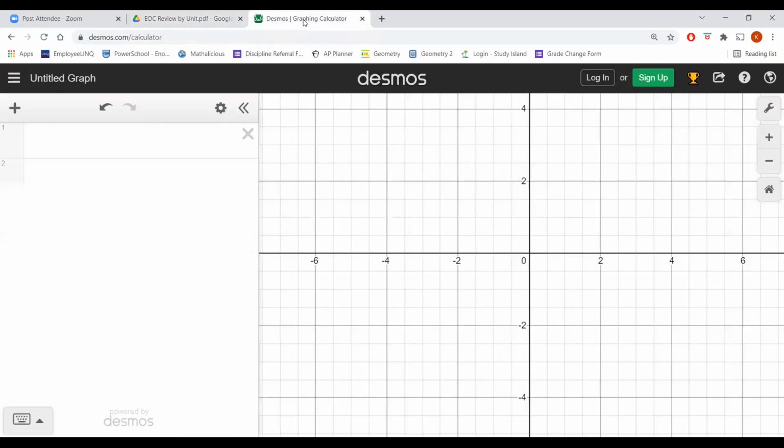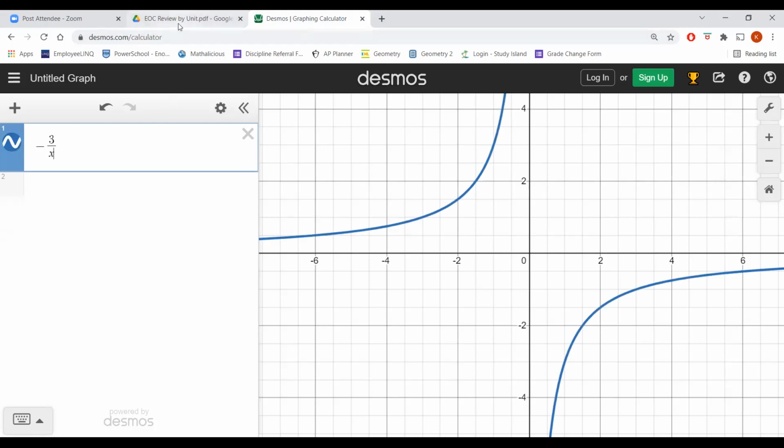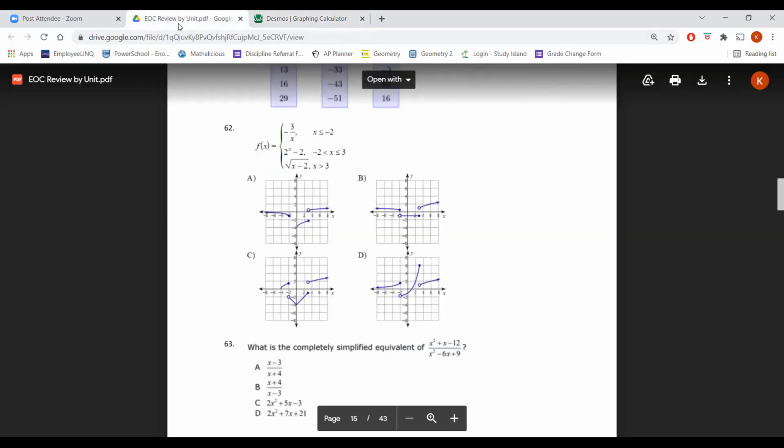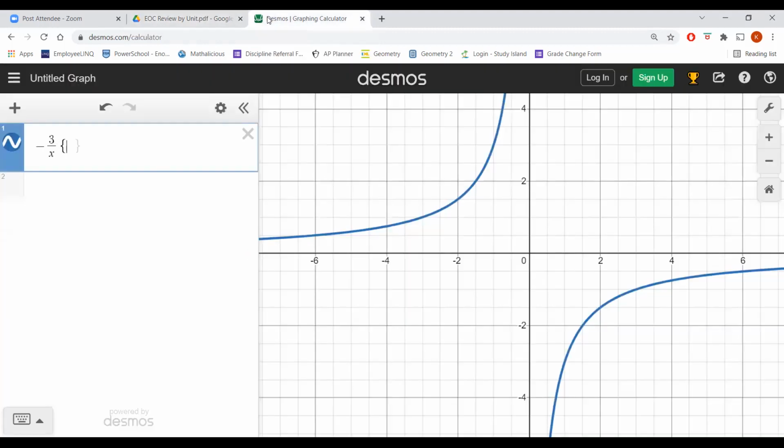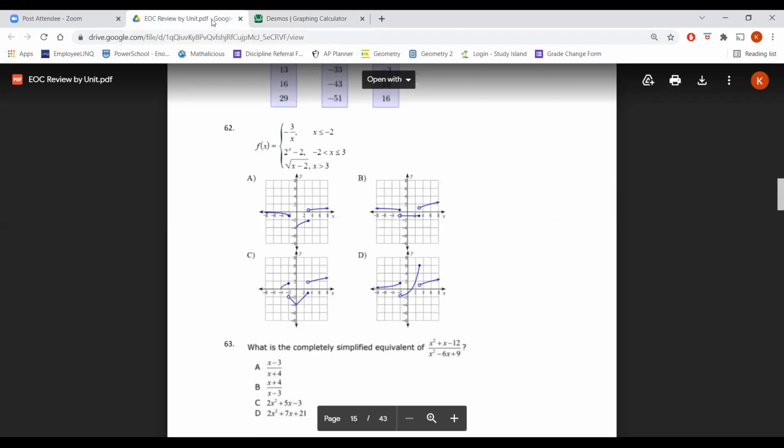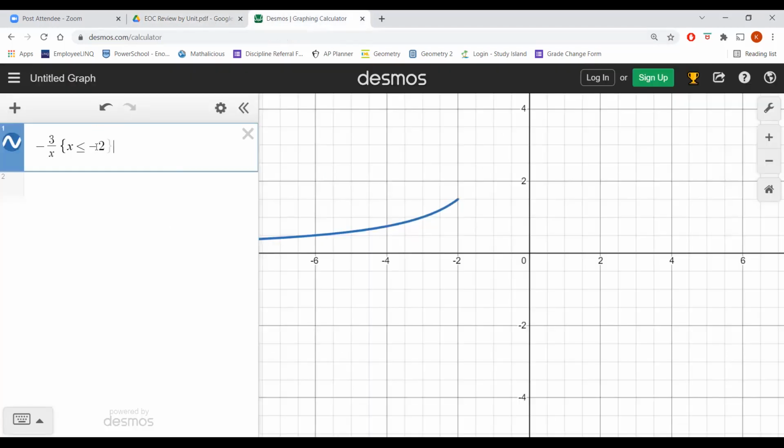So we're going to start by typing in -3 divided by x. That was the first function. Then we have to type in that limited domain, that x is less than or equal to -2. The way that you do this on Desmos is you do that little squiggly bracket like that. Sorry, I'm trying to remember this. Okay, and then from there you type x is less than. To get this symbol, you type less than, and then you hit the equal button, and it will pop in an equal there.